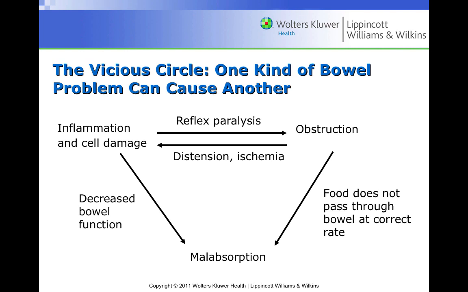Know that the gut is very interlinked in its function, so a vicious circle can be created. One kind of bowel problem can cause another. Also know that because the bowel is so interlinked, when we see the end result of malabsorption, we don't necessarily know what part of the bowel isn't working.